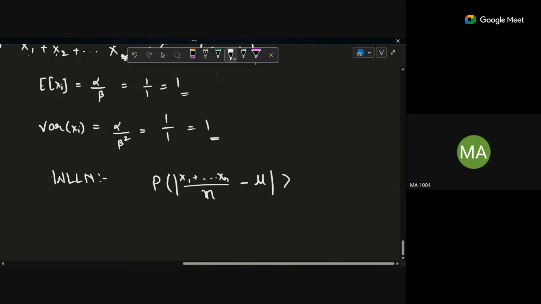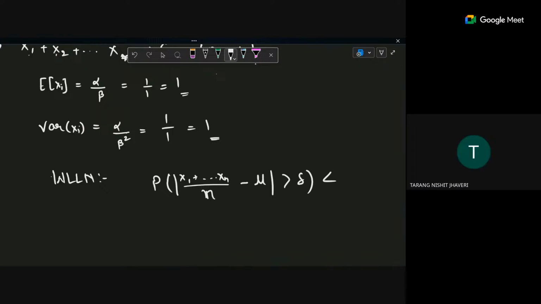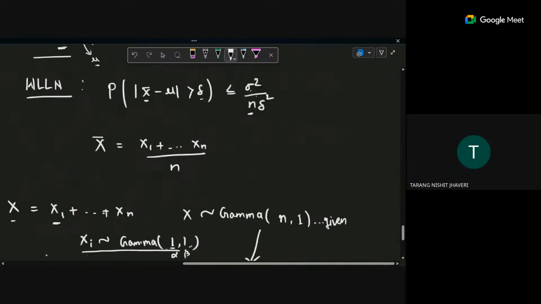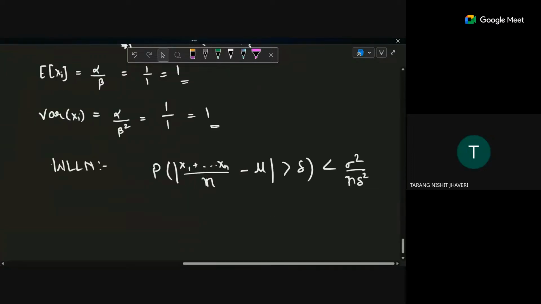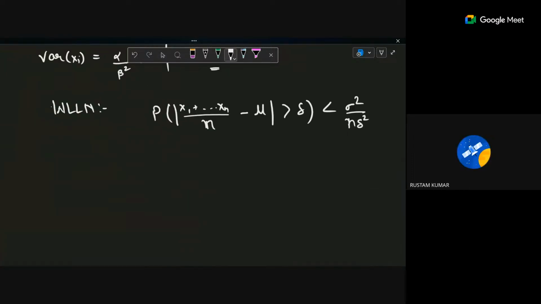This is greater than delta is what? Sigma square by n delta square. So do we have sigma here? What is sigma there? 0.01. So what about x1 to xn by n? This is x by n here, right? In this particular question, this is x by n. Fine.